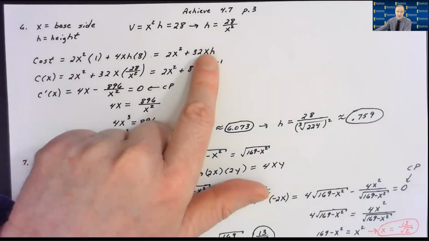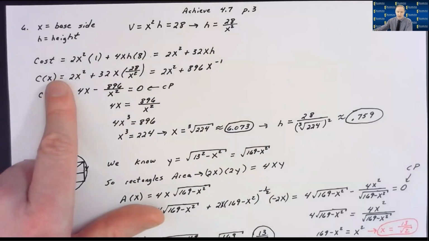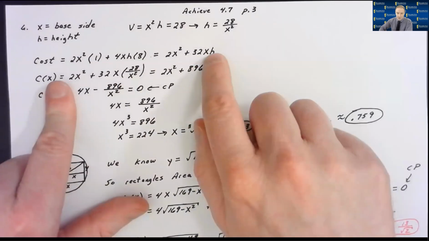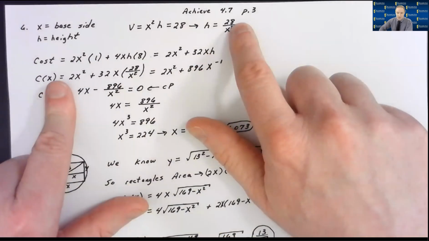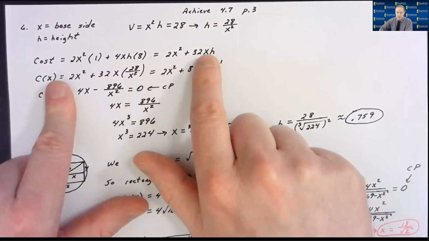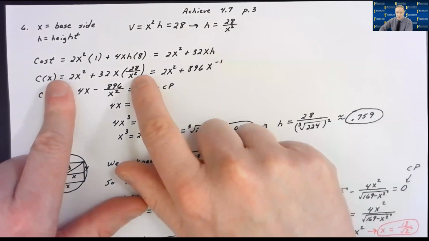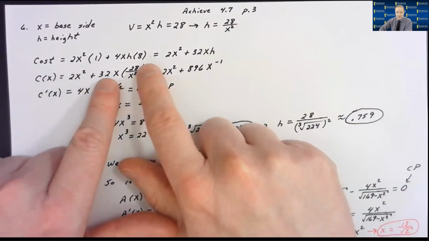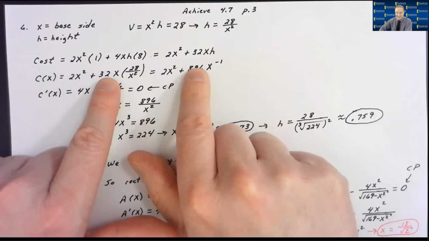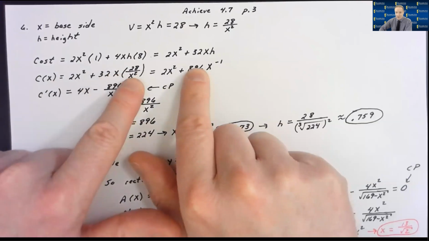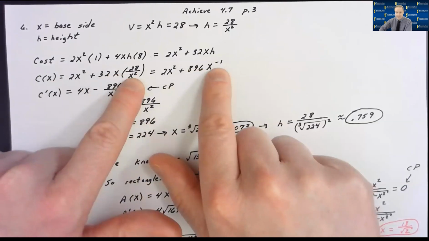Now I need the cost function solely in terms of x. So I'm going to use what I have up here for h and substitute it in. So instead of that last term being 32xh, it becomes 32x times 28 over x squared. At that point, I just said 32 times 28 is 896. X divided by x squared gives me x to the negative 1.